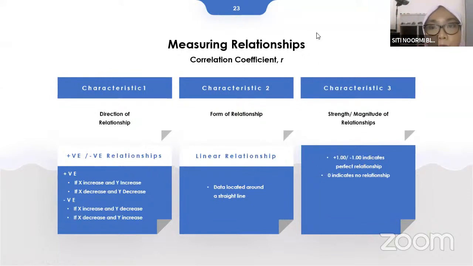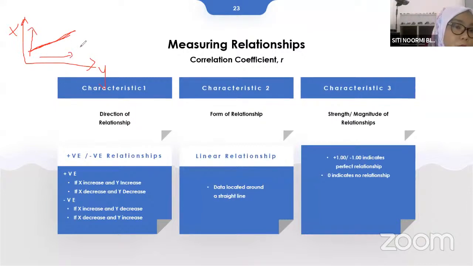So if I may illustrate, let's say this is Y, X, and the line is like this, moving upward. So that means an increase in X, Y increases. So this one is a positive relationship.